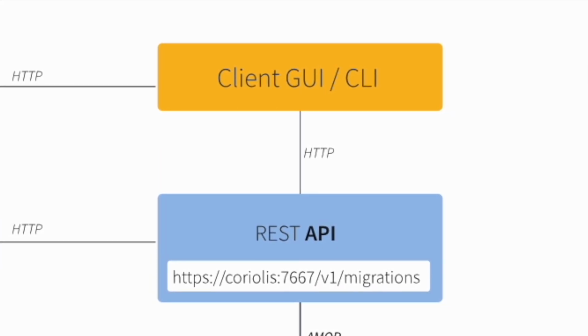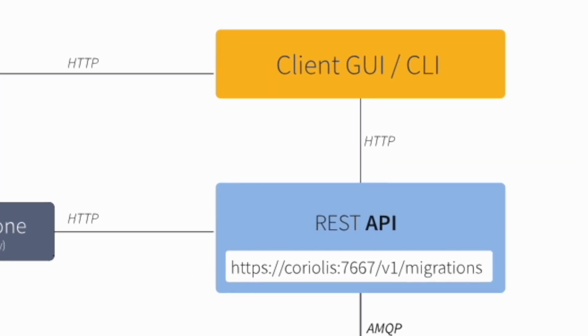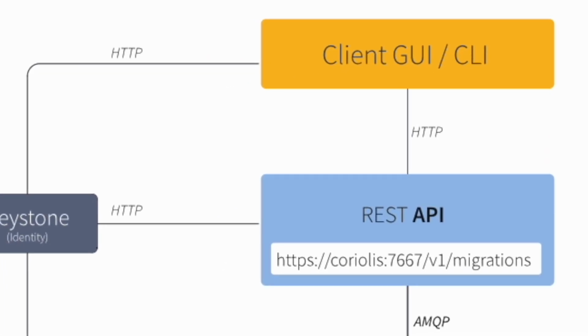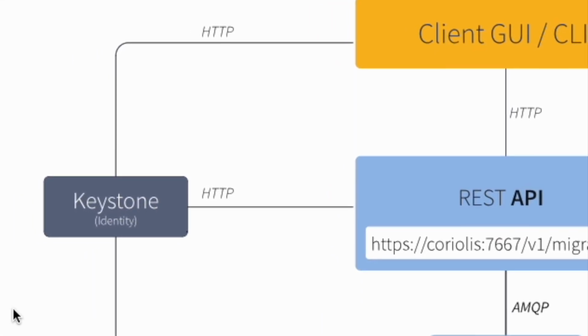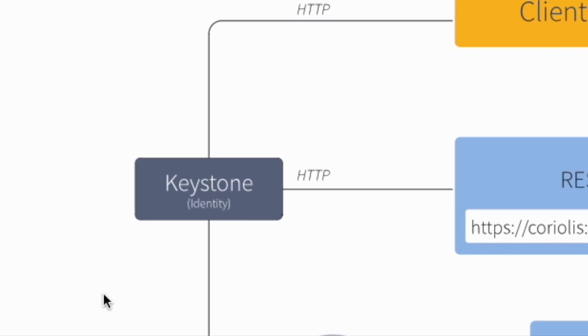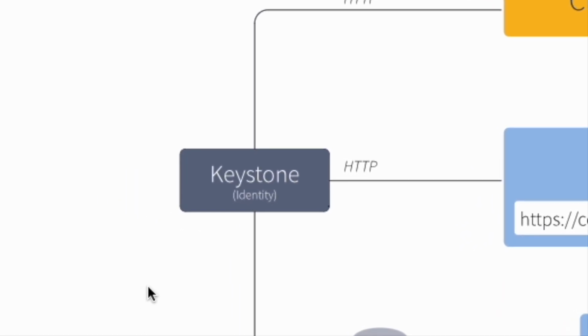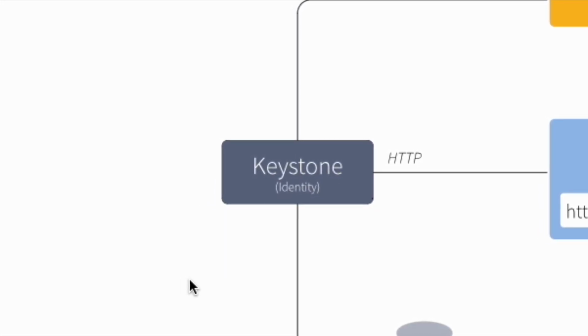When a request for a transfer operation is received by the REST API service, it will perform some upfront validation of both the request and whom is making it. The OpenStack Keystone service is what provides full multi-user and multi-tenancy capabilities to Coriolis, so you can safely isolate your transfer jobs between the different departments of your organization.